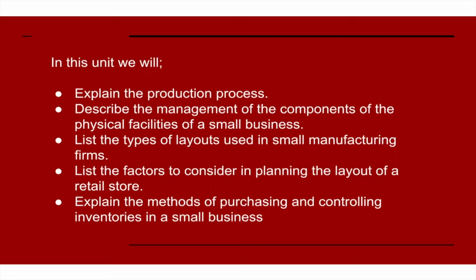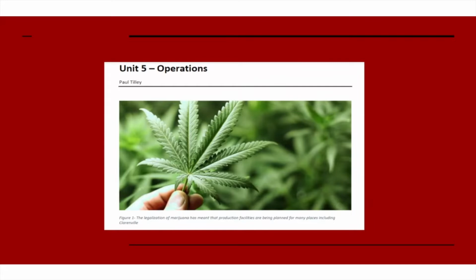We're going to explain the production process. We're going to describe the management of the components of the physical facilities of a small business. We're going to talk about the types of layouts used in small business manufacturing firms. We're going to list the factors to consider planning the layout of a small business, a retail type store, and we're going to explain the methods of purchasing and controlling inventory. So we're looking very much at the inventory.